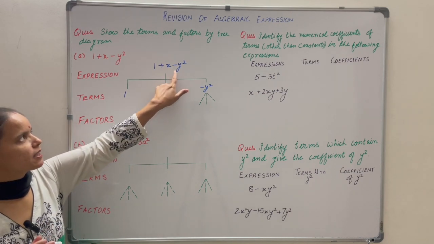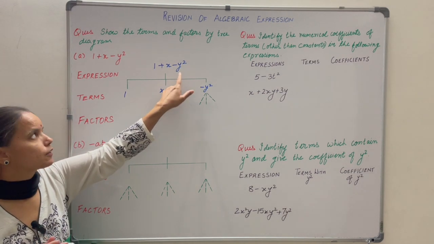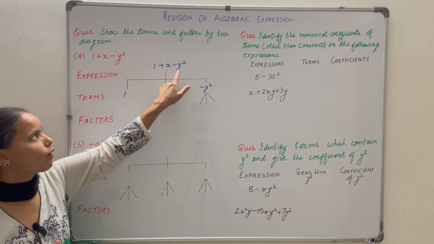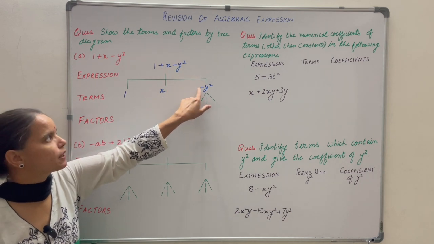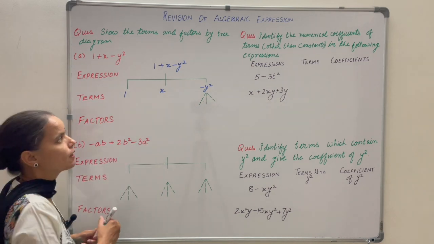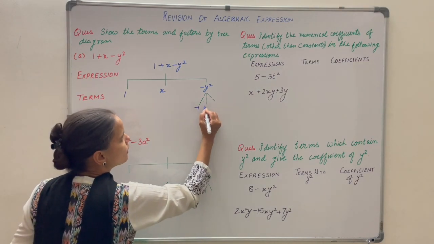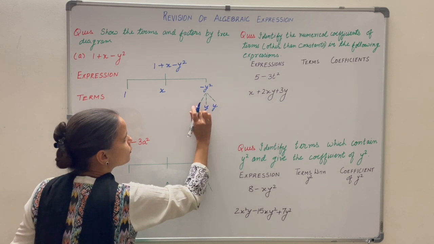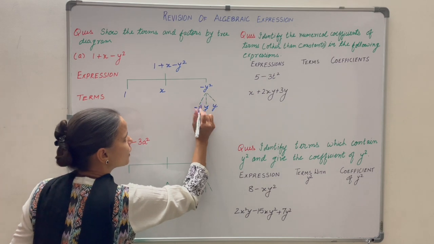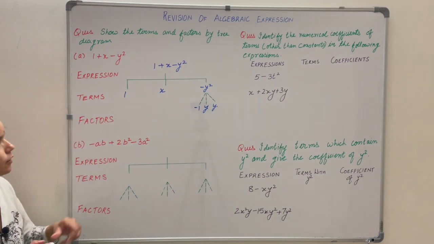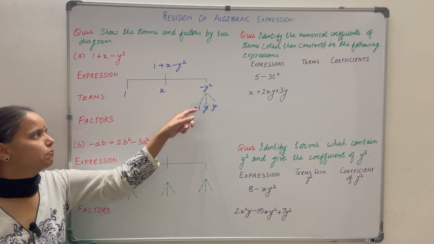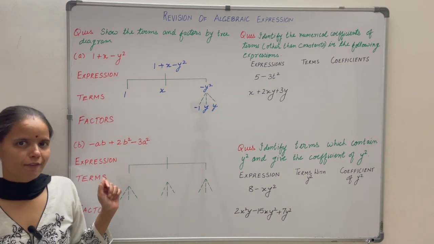Because you can write this as plus of minus y square. Terms are added to form an expression, so 1 plus x plus of minus y square. What is the term here? Minus y square. Now factors of minus y square are minus 1, y and y. When you multiply minus 1 into y into y, you get minus y square. Factors are shown with the help of dotted lines to avoid the mixing of terms and factors.